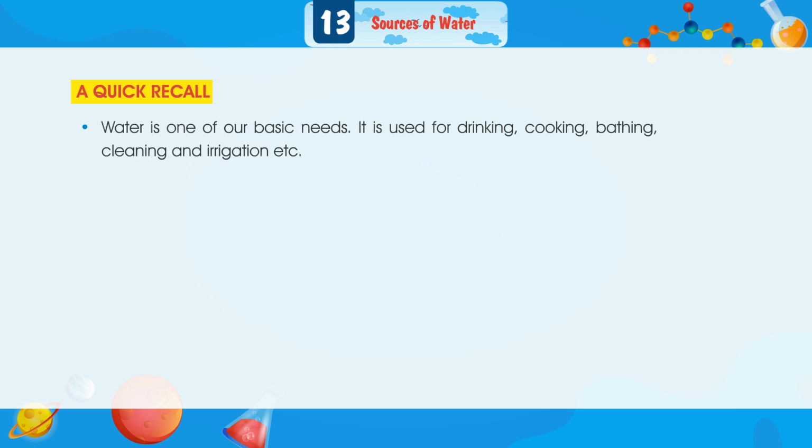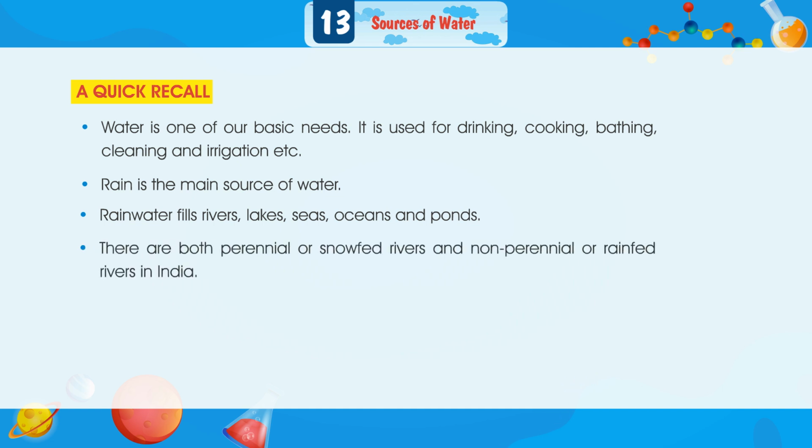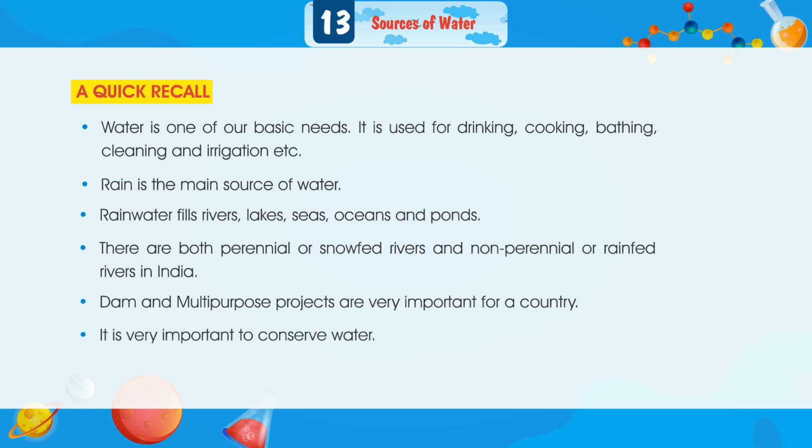A quick recall. Water is one of our basic needs. It is used for drinking, cooking, bathing, cleaning, and irrigation, etc. Rain is the main source of water. Rainwater fills rivers, lakes, seas, oceans, and ponds. There are both perennial or snow-fed rivers and non-perennial or rain-fed rivers in India. Dams and multipurpose projects are very important for a country. It is very important to conserve water.